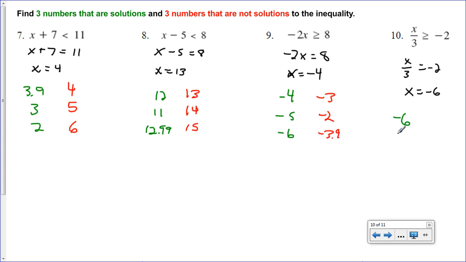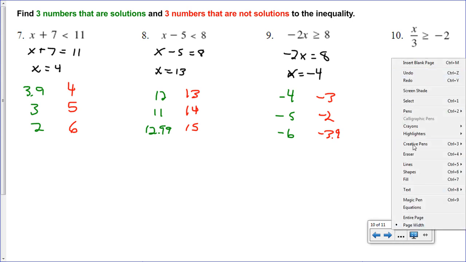Let's try one less than negative 6. Let's try negative 7. Negative 7 divided by 3. Well, negative 7 thirds. That's a little tricky for a lot of people. Let's try the next multiple of 3 that we can easily divide by 3. How about negative 9? Negative 9 divided by 3 will be negative 3. Is negative 3 greater than or equal to negative 2? No. It's more negative. It's to the left. So negative 9 wasn't a solution.